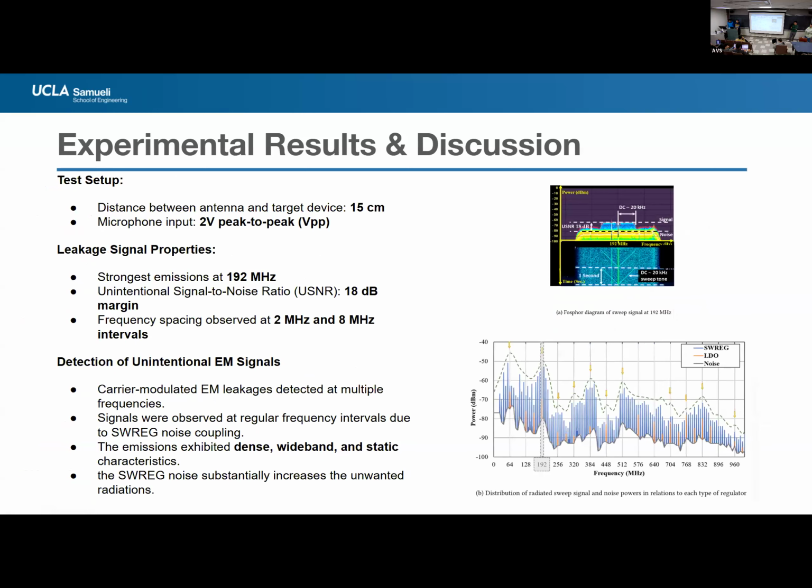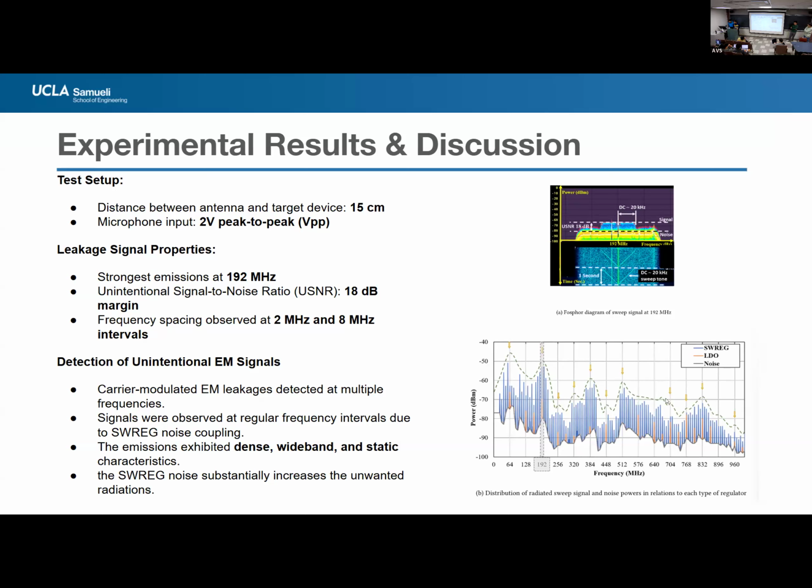At first, they put the target at a distance of 50 centimeters from the antenna, and they used the microphone input, as you can see here. If you take a look at this figure, they swept the frequency by a special criterion, and you can see here, at 192 megahertz, you can find a big unintentional signal to noise ratio, which is exactly the target of this attack.